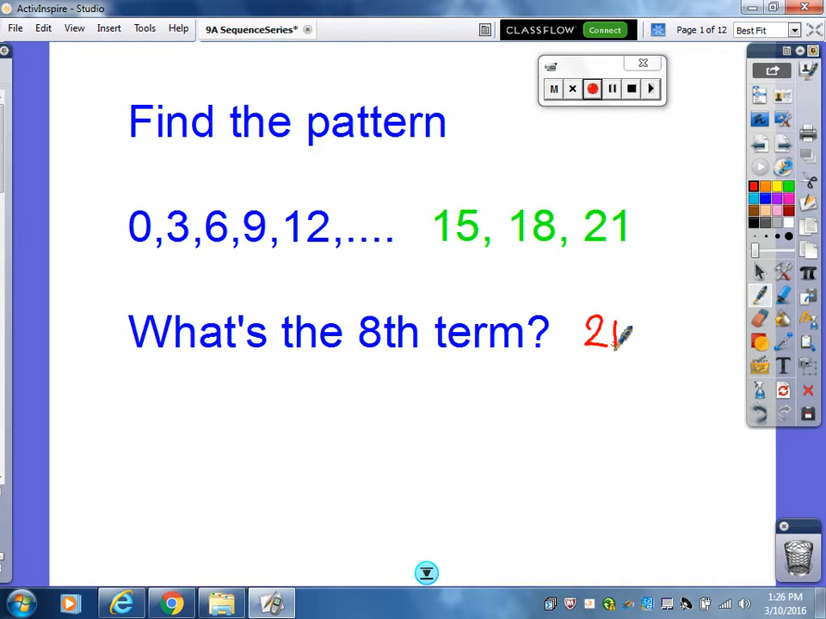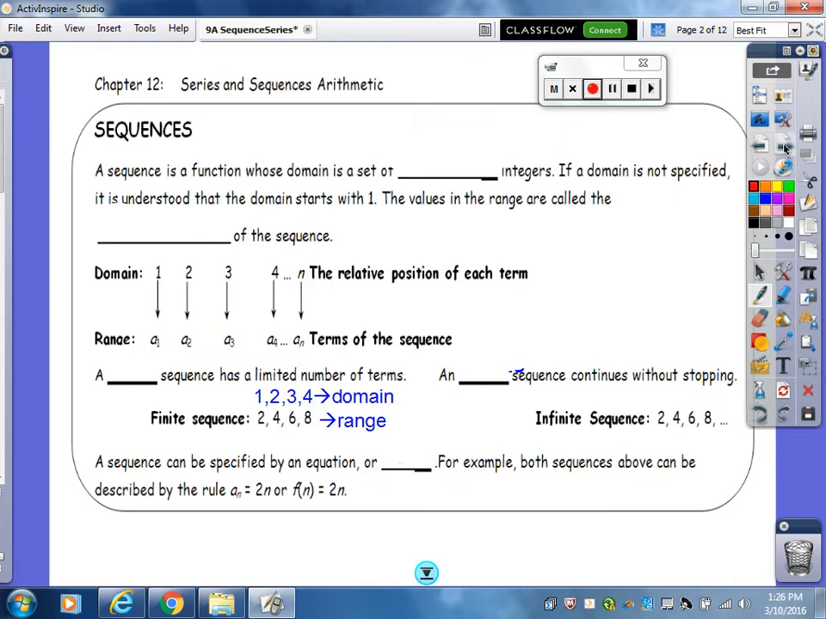We're going to be looking at what is called a sequence. Alright, so let's look at our definition. So these are on your notes now. A sequence is a function whose domain is a set of consecutive integers. If a domain is not specified, it is understood that the domain starts with 1. The values in the range are called the terms of the sequence.